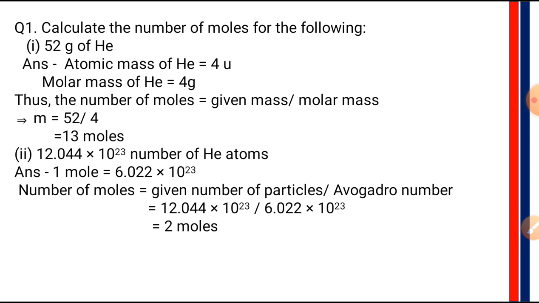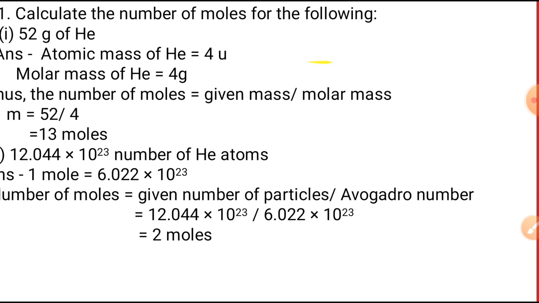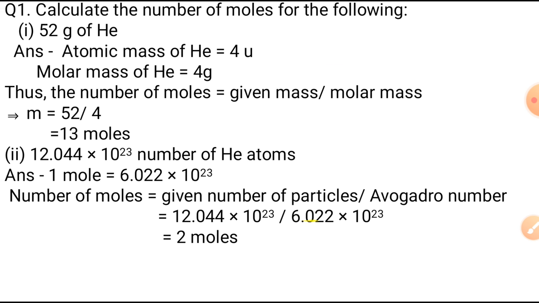The first numerical is on your screen. Here, have a look. It says calculate the number of moles for the following. So you have to just calculate the number of moles. The first part which has been provided here is 52 gram of helium. Okay, let me zoom in so that you can see it more closely. Here I have done it. 52 gram of helium is the data which has been given.